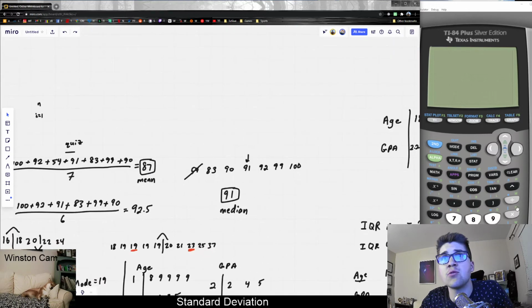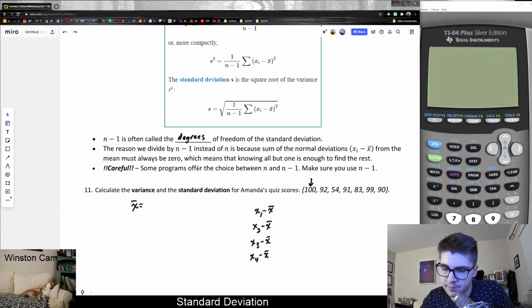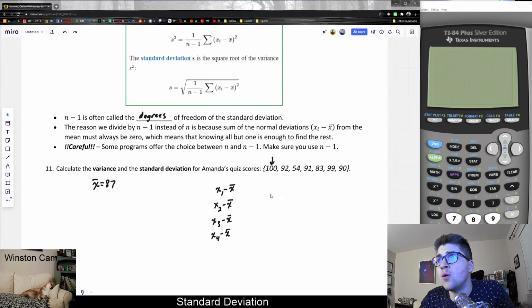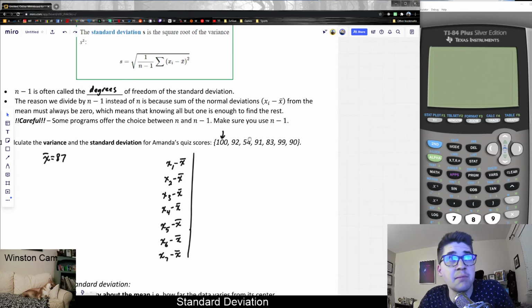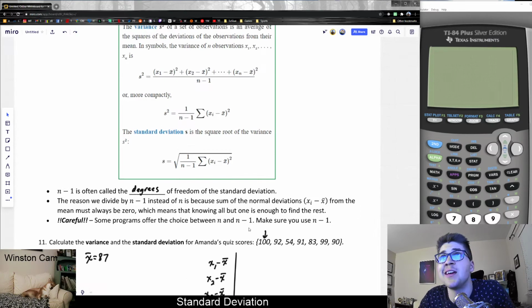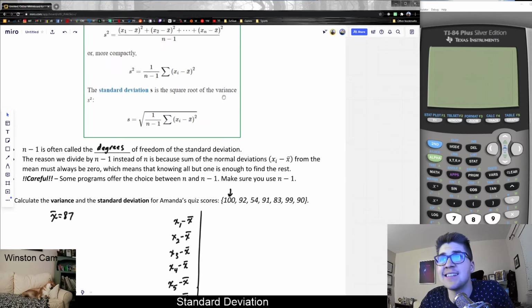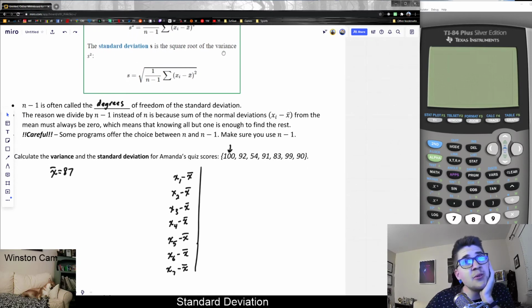Her average test score was 87. And I'll go ahead and organize this into a table, because I think this is the easiest way to organize all the calculations that go into the standard deviation. This is just how I like to do it. Other people do it a little differently. It doesn't really matter how you do it as long as you can do all this, but the way I like to do it is very intuitive.